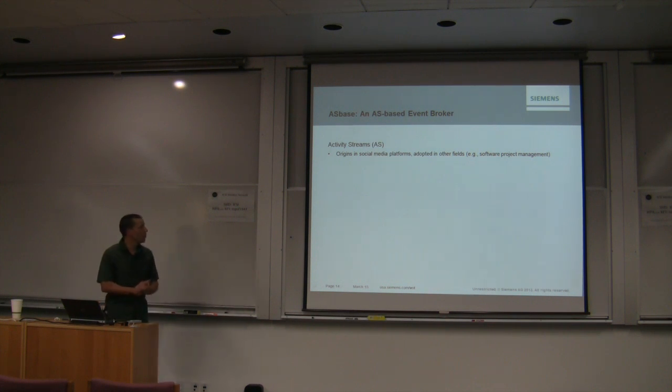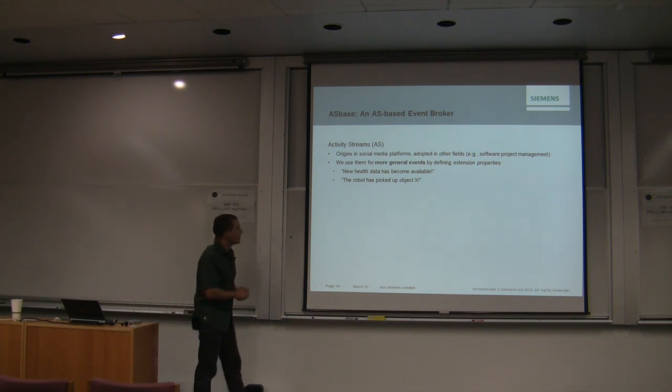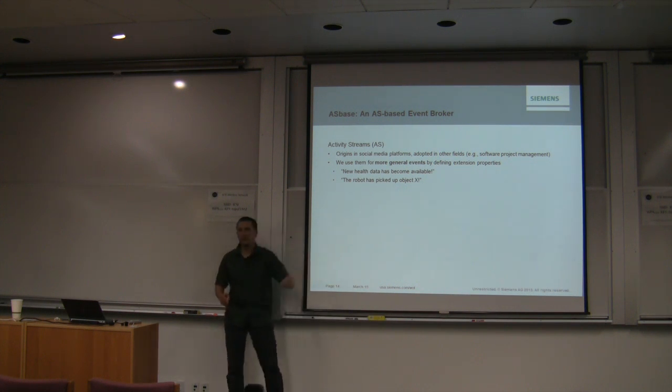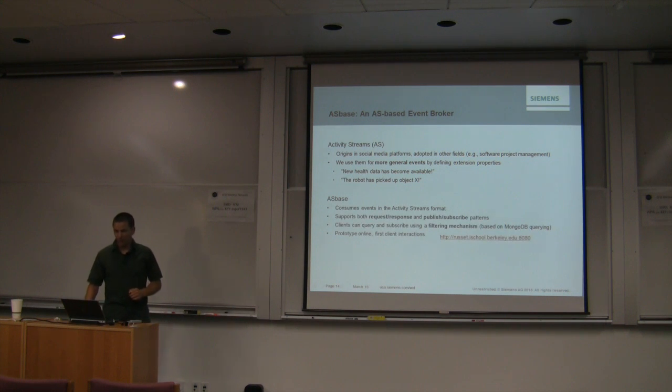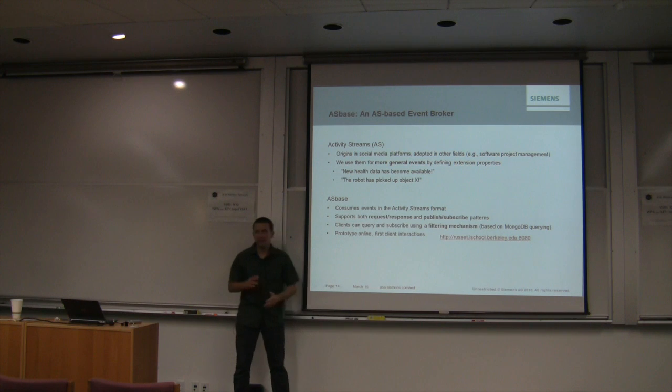And the platform is based on a standard which is currently being developed in the W3C. It actually comes from social media platforms, where it's used for describing activities like user X has liked a page on Facebook, for example, or Google Plus, and to have a common format of describing these activities. Now we are adopting that for more general events, for example, saying new healthcare data has become available, or the robot has picked up an object X. So to have a rather high-level language that can be used to describe activities or actions in terms of machines. And then we have this platform, which is based on MongoDB, that allows you to consume these activity stream events, supports publish-subscribe patterns, and also allows clients to query and subscribe by a filtering mechanism to specific events there.